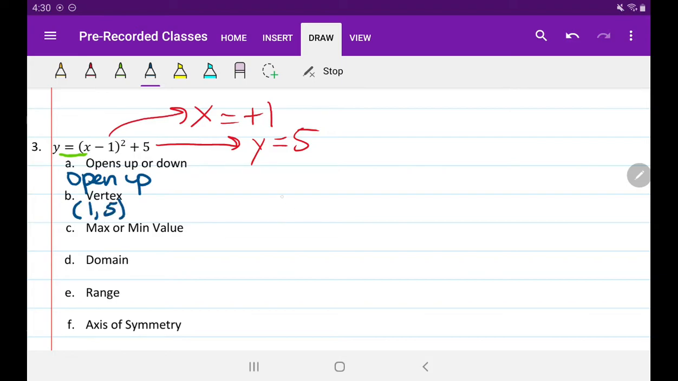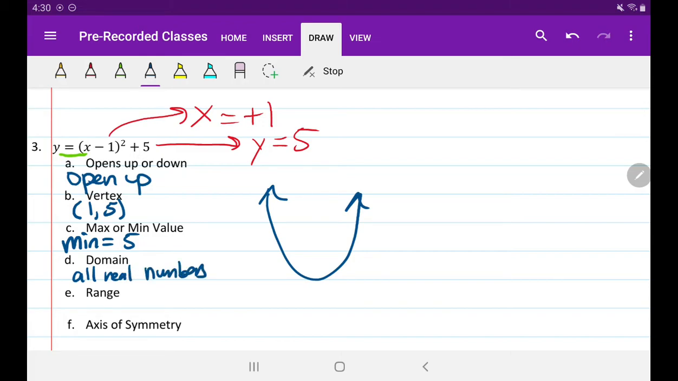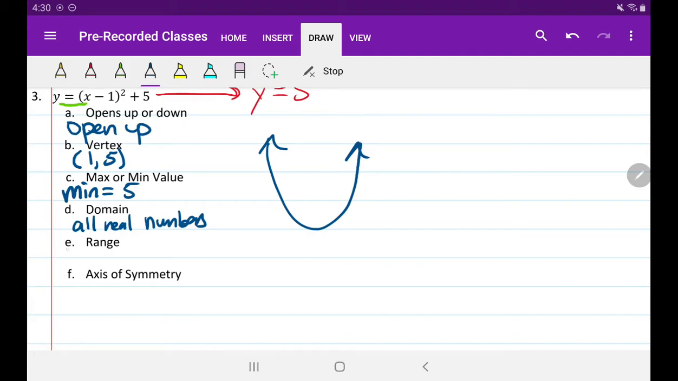So our max or min value, well, if we open up, we have a min value, and that's going to be the y of our vertex, which is 5. Our domain is all real numbers. And then our range, so that is going to start at our min value of 5 and go up to infinity. And then your axis of symmetry is the same as the x-coordinate of our vertex, which is 1.